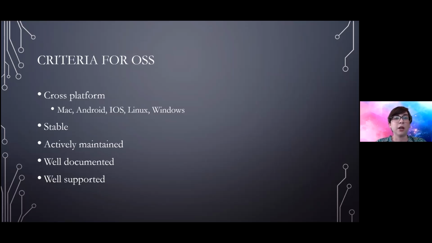So the criteria for something being completely open source is it has to be cross-platform, which means it must be supported on Mac, Android, iOS, Linux, and any Windows product. It has to be stable, actively maintained, and well documented, and also well supported.